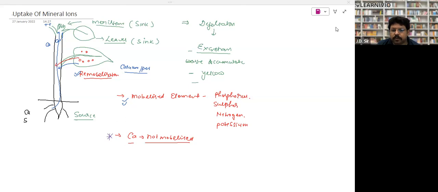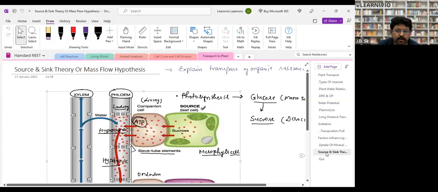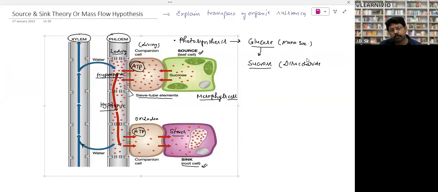The second theory which we are going to understand is source and sink theory, that is mass flow hypothesis, right? So, as transpiration pull theory explains how the movement of water takes place from root to the shoot part, in the same way, with the help of the same theory, minerals are transported along with the water. But as I told you in the last class, there is another thing which needs to be transported, that is the food. Food needs to be transported from the leaf to the root part or some storage.